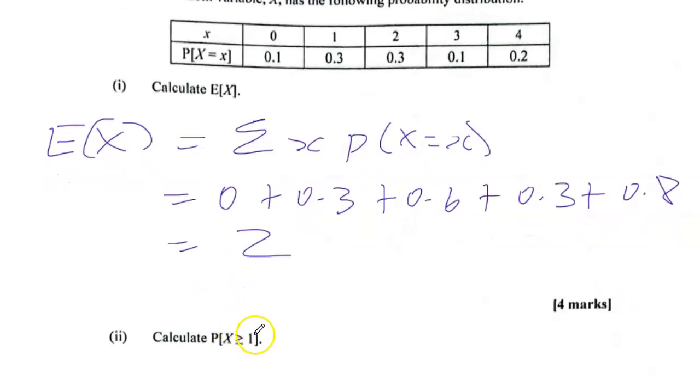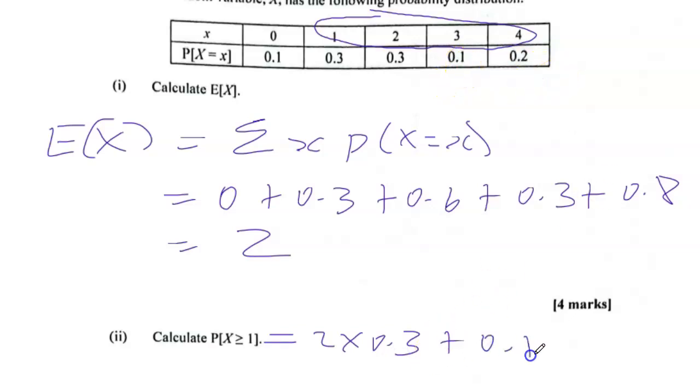Calculate the probability that X is greater than or equal to 1. So for X greater than or equal to 1, that's from all of these parts where x is 1 or more: 0.3 plus 0.3 plus 0.1 plus 0.2. And that works out to be 0.9. Or we could have just said 1 minus 0.1.